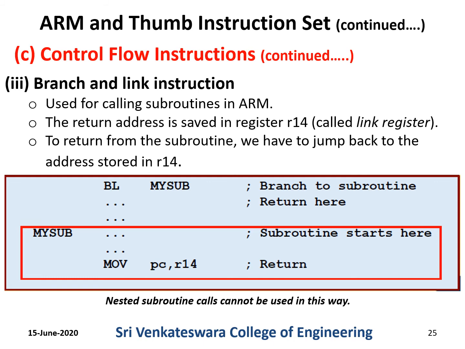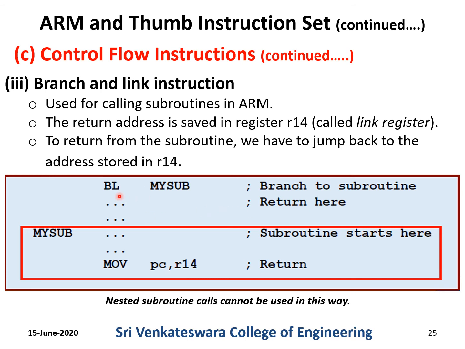Now in the subroutine location, the instructions will be executed, and the last instruction should be MOV PC, R14. R14 now has the copy of the program counter, that is the address of the instruction after the BL instruction. So this is how the control is transferred from the subroutine to the main program.